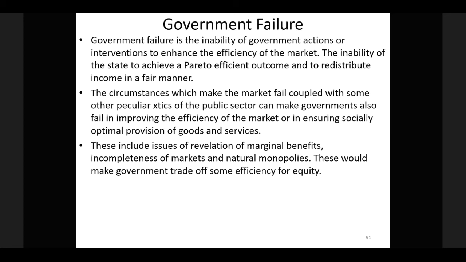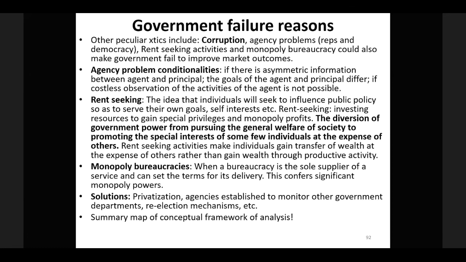Natural monopolies is also another situation. I don't want to worry about that here. So these instances will make some trade-off between efficiency and equity though. But there are other reasons also why government might fail, apart from those that make the market fail and also make the government fail. We can also talk about corruption.